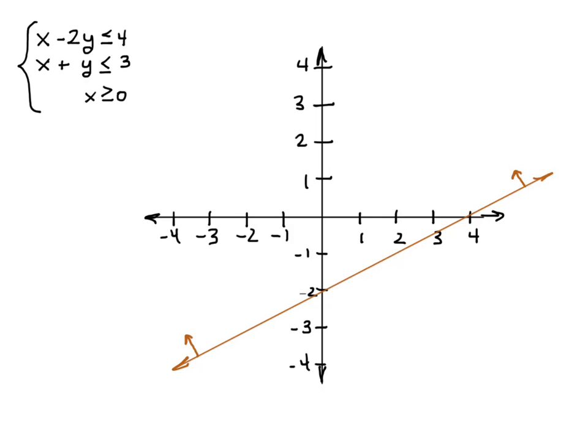Do the same thing for the next equation. x plus y is less than or equal to 3. So I'll have when x is 0, y equals 3. And when y is 0, x equals 3. Test my point 0, 0 again, and here I have 0 plus 0 is less than 3. That's true, so I put my little arrows saying that it's this side of the line that's true.